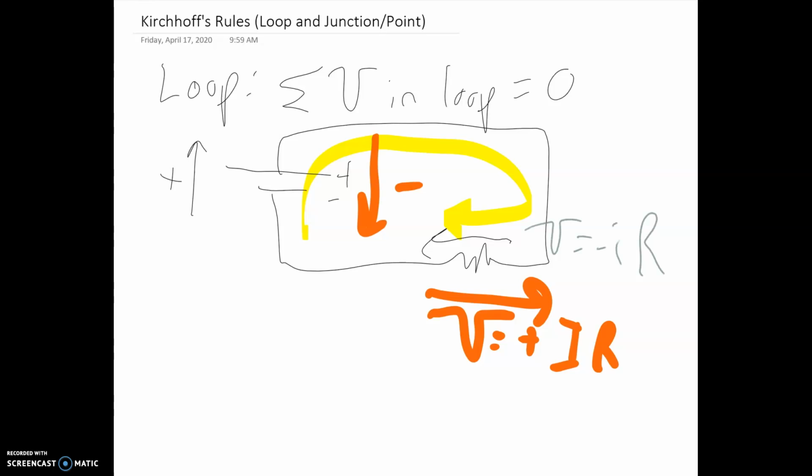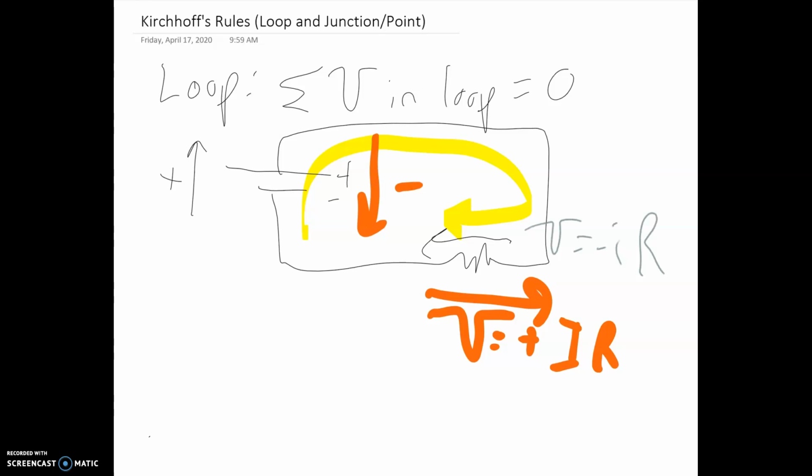It's negative IR because you're using up power. You're not adding energy to the circuit. But if you oppose it, you have to make it the opposite way of that. So it's going to be negative times a negative, and you're going to get a positive for that answer. That's the loop rule.